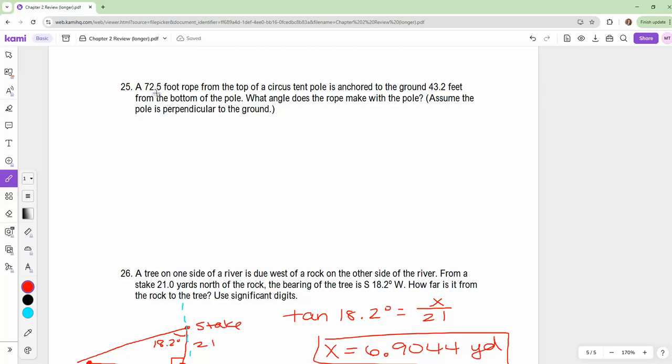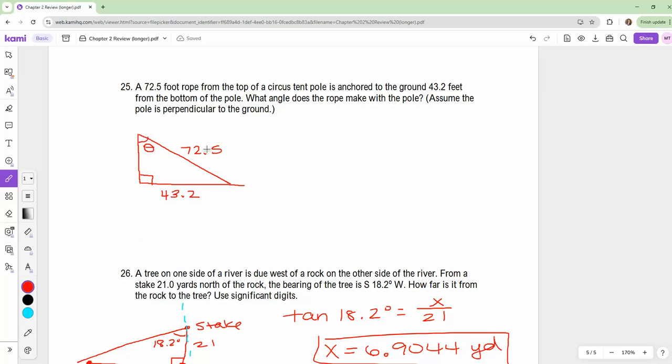So we have a 72.5-foot rope from the top of a circus tent pole. Here's our tent pole. We're going to assume, as it tells you, the pole is perpendicular to the ground. So right angle. The rope is coming down and it's anchored to the ground 43.2 feet from the bottom of the pole. What angle does the rope make with the pole? So we're looking for this angle up here.